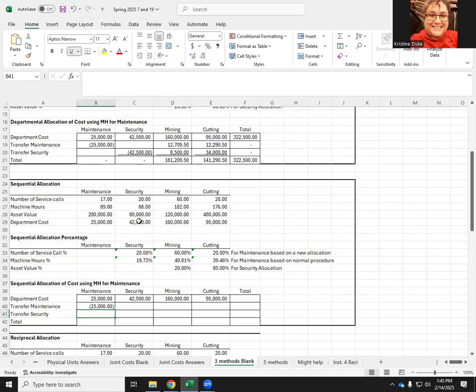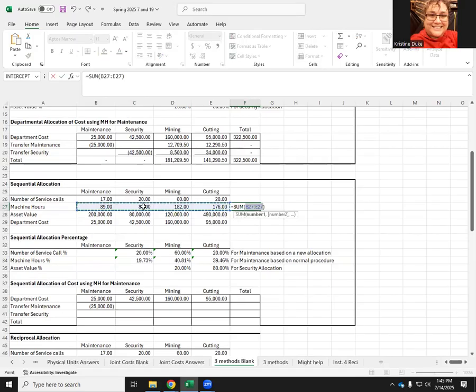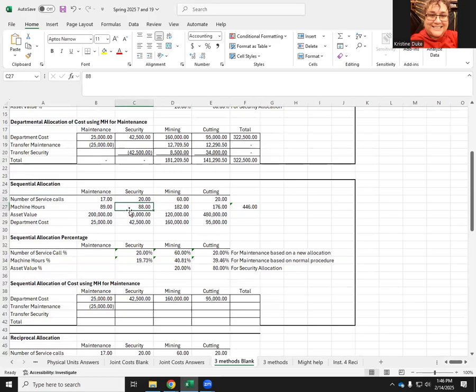So how do I transfer maintenance over? Well, my maintenance is because of my machine hours. That's the one I believe the book has chosen. They also have service calls in there, but maintenance hours works too, and you can do it with service calls if you want to. Make sure you do the way the book wants you to do it though. They said one or the other, but I think when I read it, it said they were using machine hours.